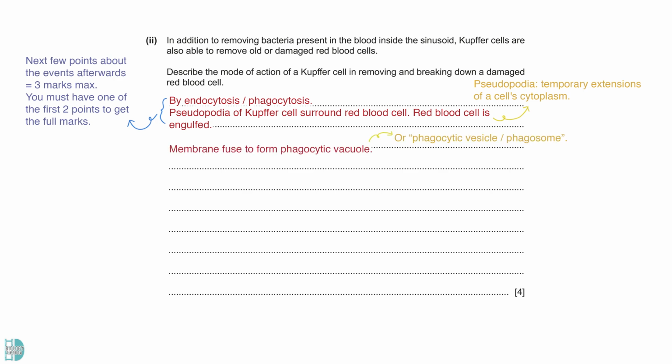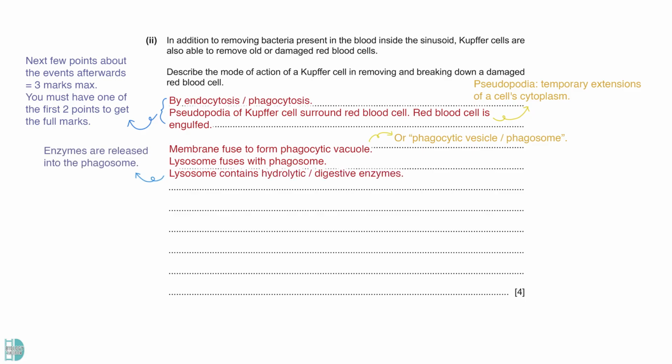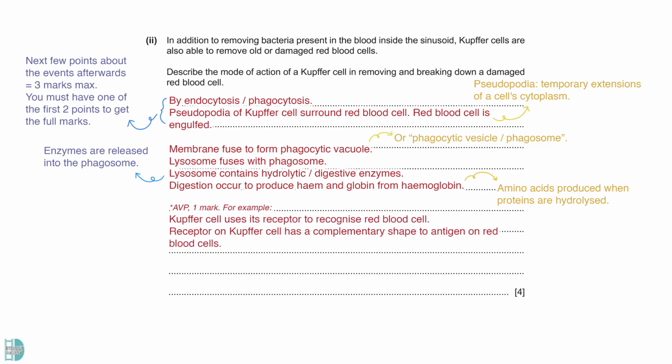Once the red blood cell is inside, the membrane of the Kupffer cell fuses to form a phagocytic vacuole. You can also call it a phagocytic vesicle or phagosome. Lysosomes will then fuse with the phagosome. They contain hydrolytic or digestive enzymes. The fusion allows these enzymes to be released into the phagosome. Digestion occurs inside the phagosome. For example, haem and globin are produced due to the breakdown of hemoglobin. Amino acids are produced due to the hydrolysis of proteins. There is a mark for AVP. You can talk about how the Kupffer cell recognizes the red blood cells to be engulfed.